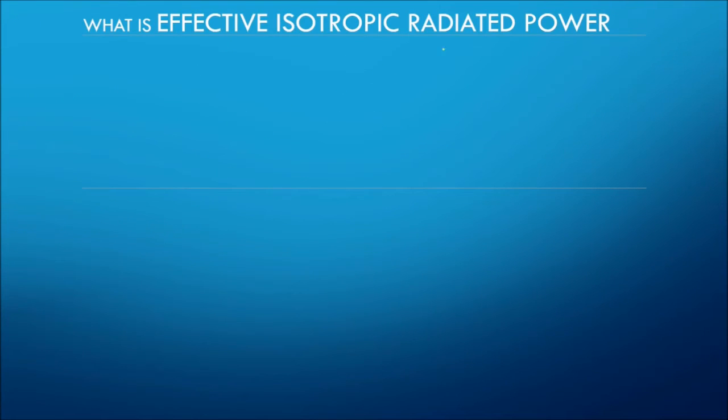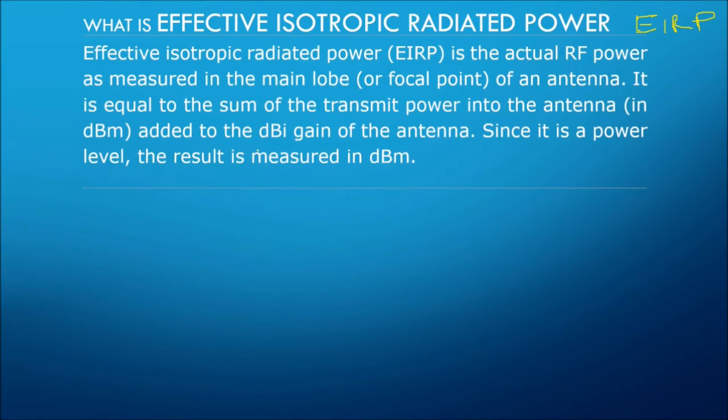Next is, what is EIRP? EIRP, that is effective isotropic radiated power. EIRP is the actual RF power as measured in the main lobe or focal point of an antenna. So it is equal to the sum of the transmit power into the antenna, which is in dBm, added to the dBi gain of the antenna. Since it is a power level, the result is measured in dBm.